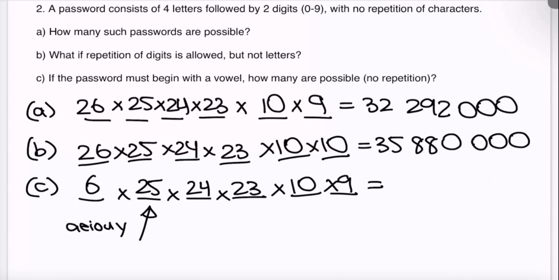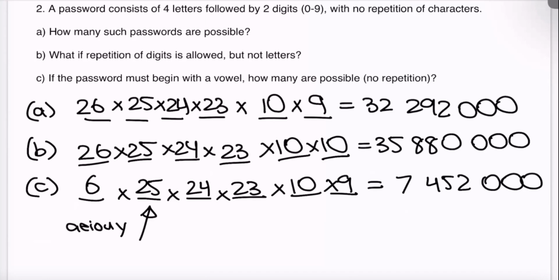So therefore, I get 6 times 25 times 24 times 23 times 10 times 9, and this is going to be 7,452,000, which is still a lot, but that's much lower than before because there are very few vowels in the alphabet, right? By saying that we couldn't have a consonant, we could only have a vowel in the first position, that really narrowed down what we were allowed to do, and so that made for fewer different outcomes, right? Fewer different permutations there.